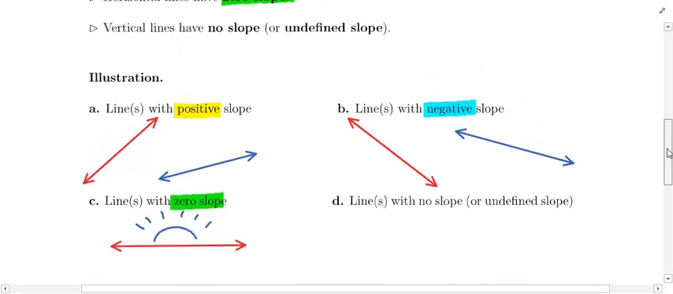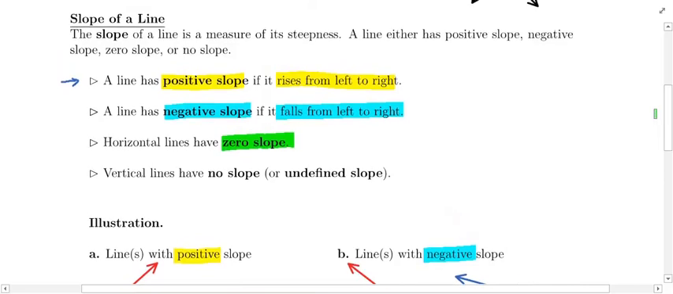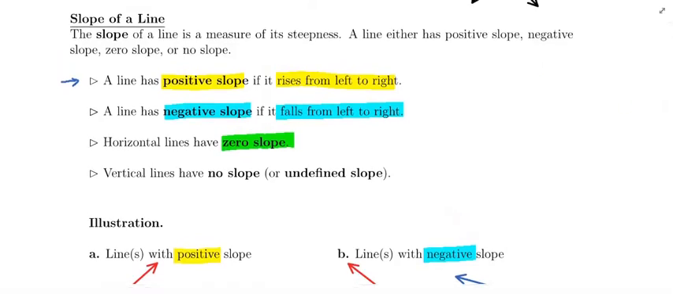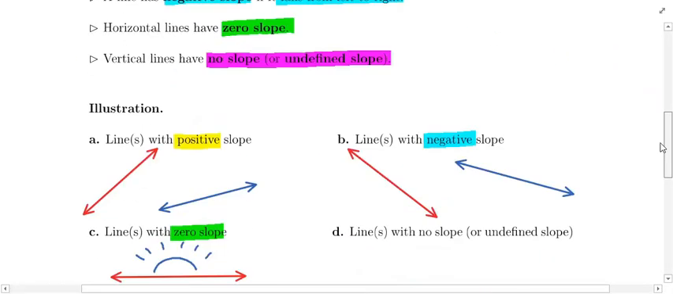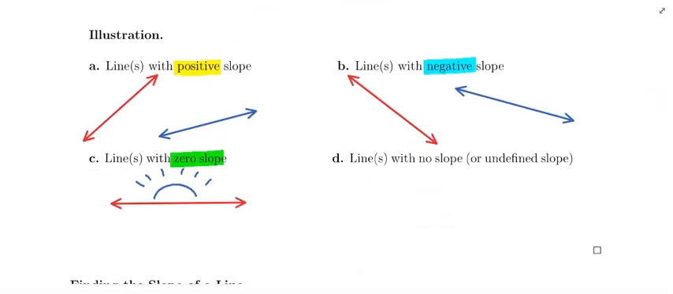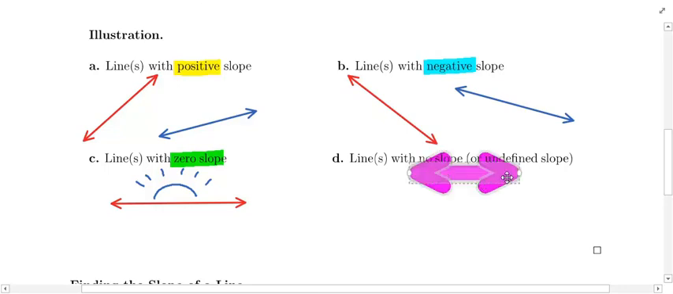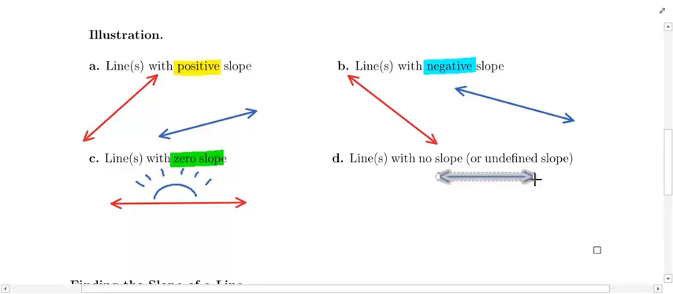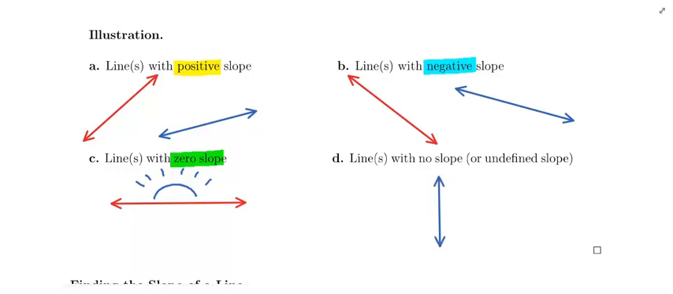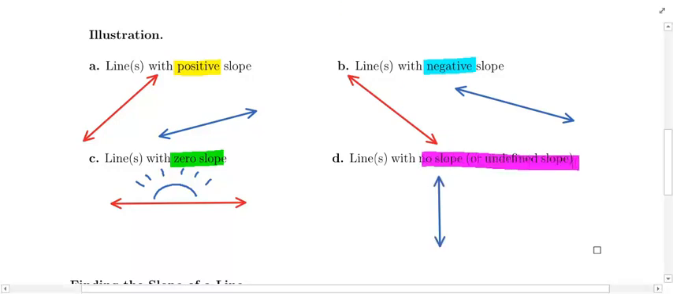Lastly, we're going to talk about the lines that have no slope, which is the same thing as undefined slope. Again, not the same thing as 0 slope. Those types of lines are vertical lines. So if you draw a line that has no slope or undefined slope, it will look something like this. A vertical line, that means it goes up and down. So there you go. Here's a line that has no slope. You can also say that its slope is undefined.